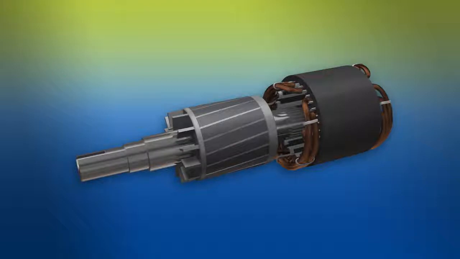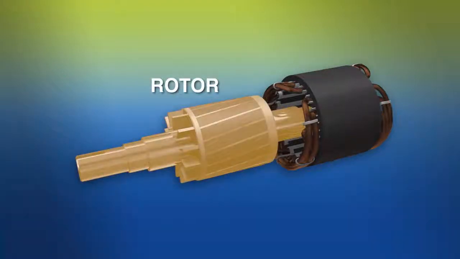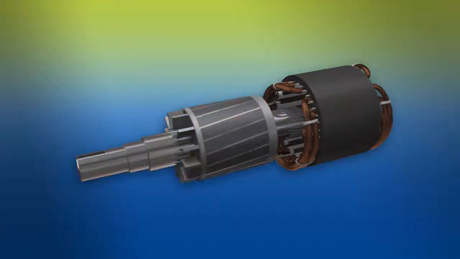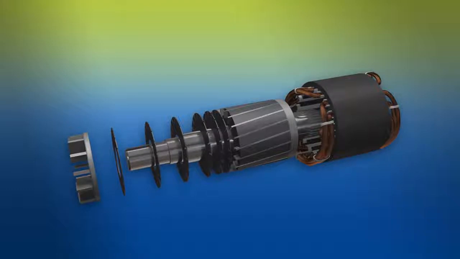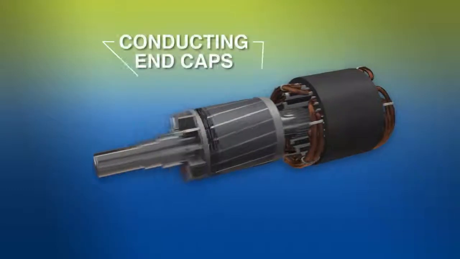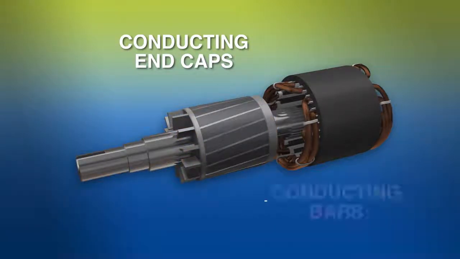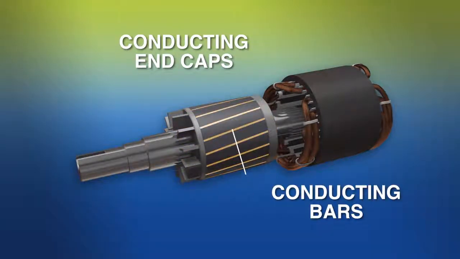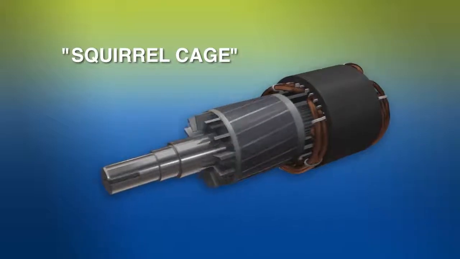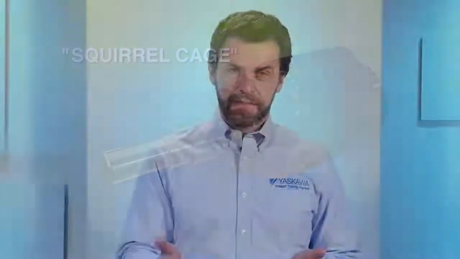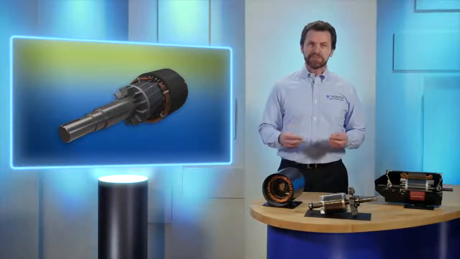Centrally located within the stator is the rotor. The rotor is basically a cylinder with an iron core, which is also made up of laminated slices, just like the stator. The rotor has conducting end caps on each end and conducting bars running through the slots in the laminated slices that connect to the end caps. The result is a rotating cage that looks similar to a squirrel cage. That's why induction motors are commonly referred to as a squirrel cage motor. The rotor is attached to the motor shaft.